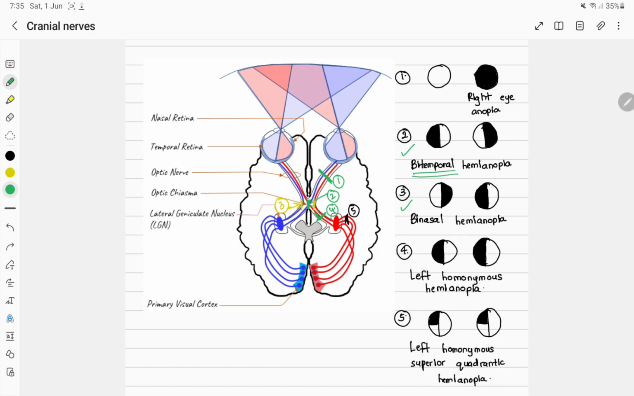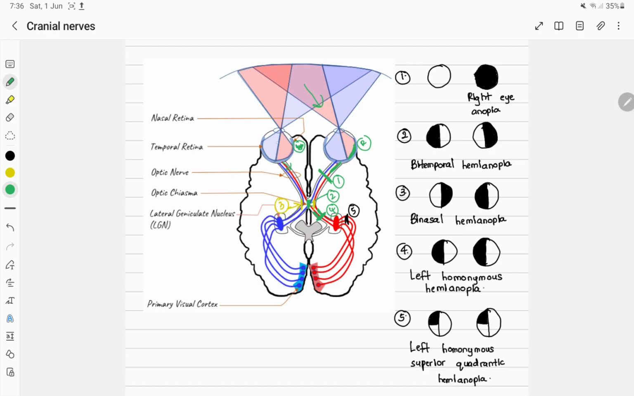Then the next lesion is what happens if the lesion is in the optic tract. Imagine the lesion in the right-sided optic tract, the fourth type of lesion. Then what happens is, here, see only the red color fibers. These red color fibers on this side are coming from the right-sided temporal retina. That means the nasal visual field. Then here, red fibers coming from the left-sided nasal retina. Left-sided nasal retina. Here, right-sided temporal retina.